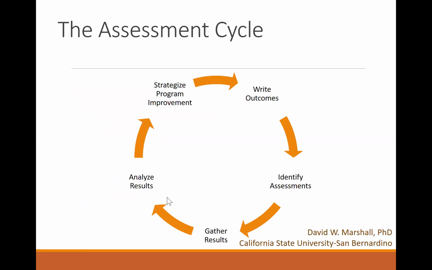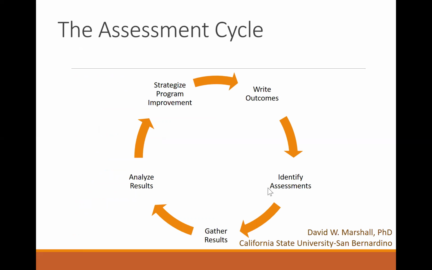So let me go through this real quickly. The assessment cycle, here's the way we think about it. David W. Marshall from San Bernardino, CSU, presented this and said this is what we should think about. We should think about writing SLOs, writing outcomes. This is what you want the students to do. They should be able to write an essay. They should be able to solve one variable linear equations.